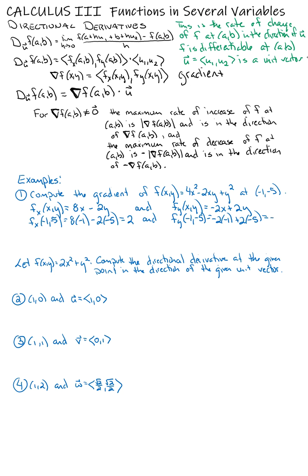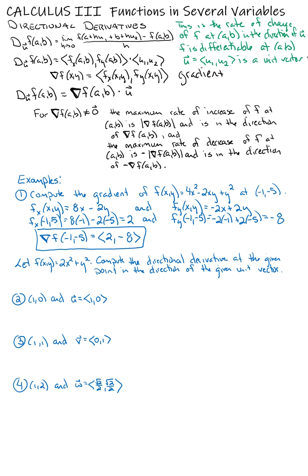Looks like -8. And so the gradient of f at -1, -5 is the vector 2, -8. All right, well, that wasn't so bad. That's going to be the first step in finding the directional derivative. So let's go ahead and try a few.